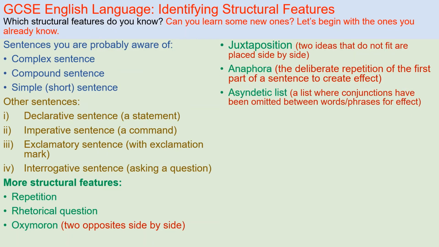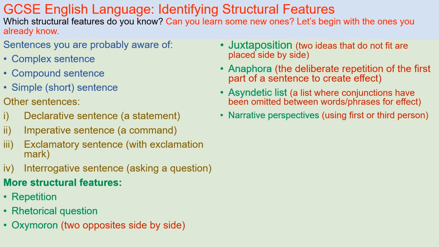Then an asyndetic list. Now in this list, at times it could just be words or phrases which will not have a conjunction. So for example, when we make a list, when we get to the last one, we might say and or but or. In this sentence, it's not going to have something like that.